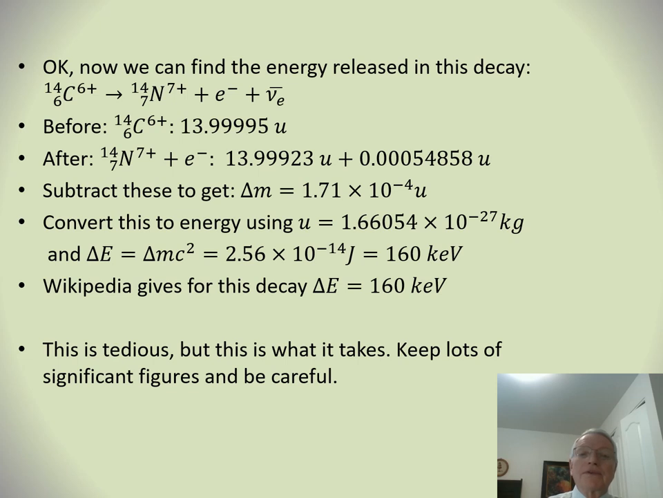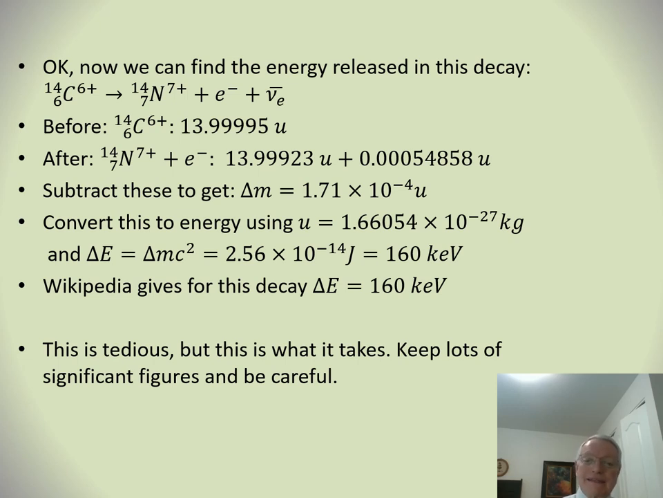We're going to convert this to energy now by using delta m c squared. It's 2.56 times 10 to the minus 14 joules. Convert that to electron volts by dividing by 1.6 times 10 to the minus 19, and you get 160 kiloelectron volts. And if you look up this decay on Wikipedia, it gives 160 keV. So we did this right.